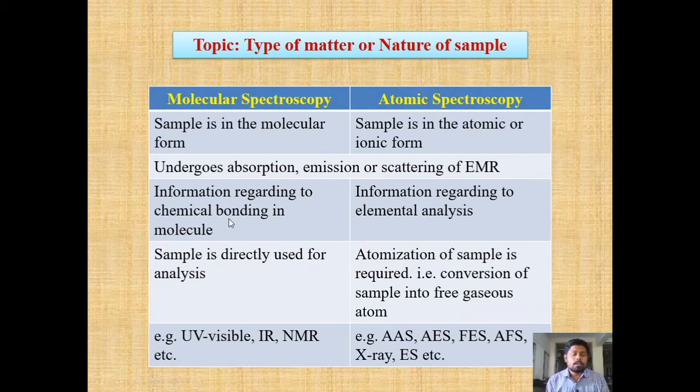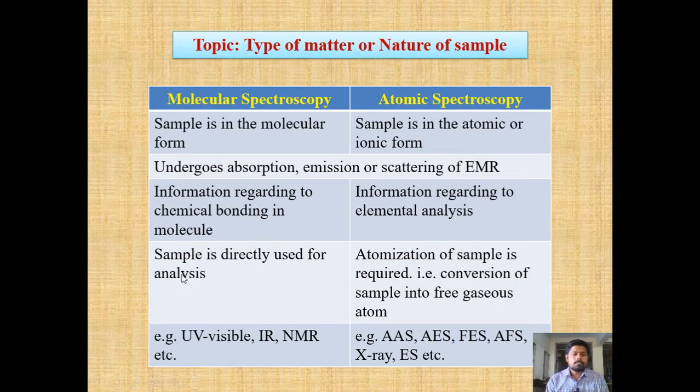Now, which kind of information do you generate when you study molecular spectroscopy or atomic spectroscopy? In molecular spectroscopy, the information regarding chemical bonding in a molecule is observed, while in atomic spectroscopy, the information regarding elemental analysis is obtained. That means analysis of carbon, hydrogen, oxygen, nitrogen, that is called elemental analysis.